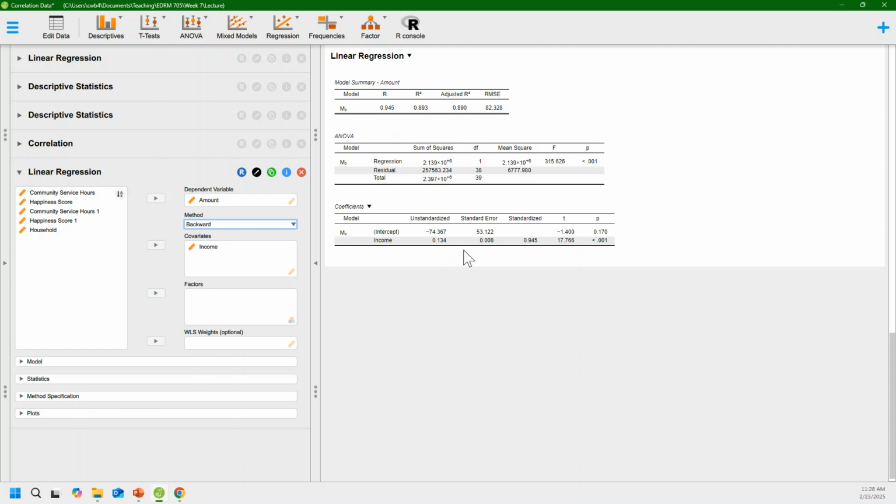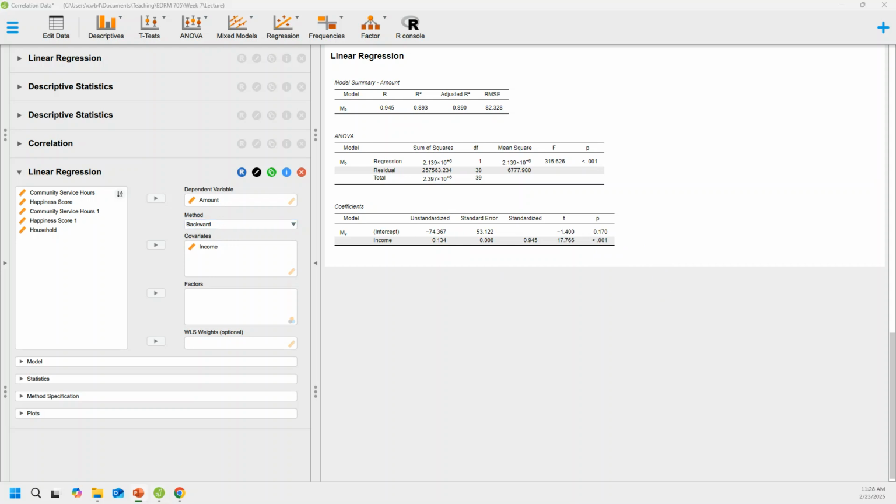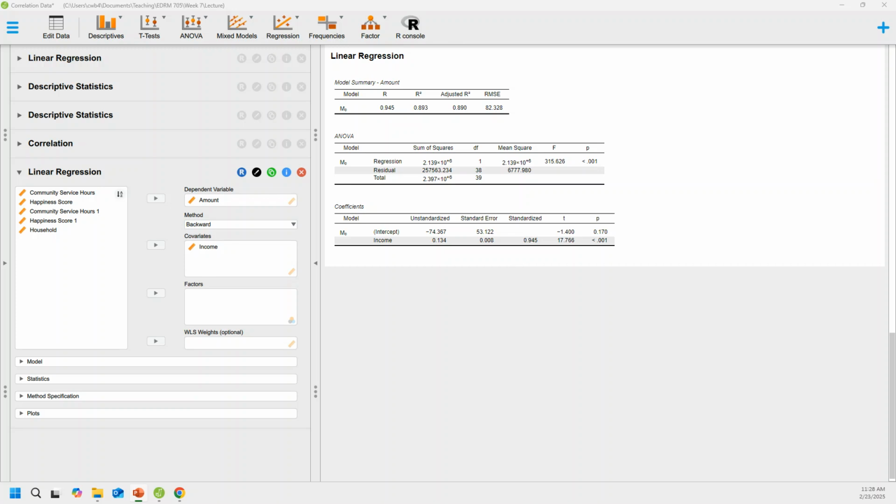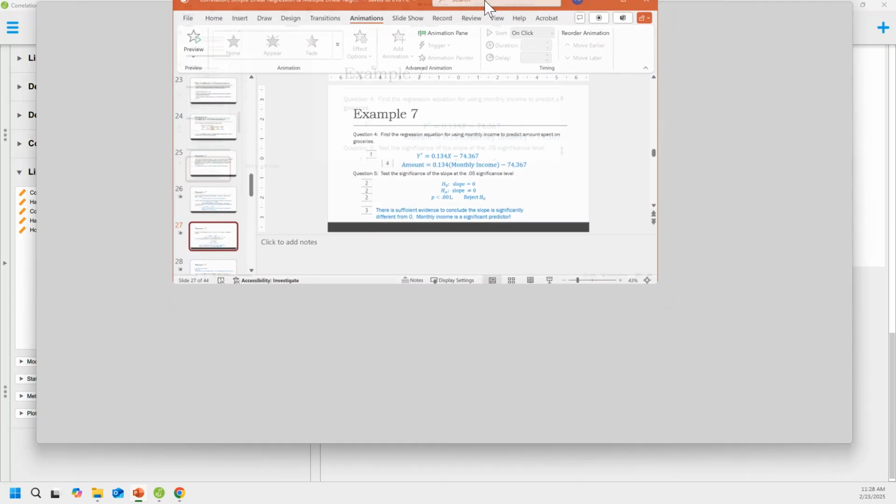All right. But we can use this to create our regression equation, and then we'll use this significant p-value here to interpret whether we would reject the null hypothesis for the hypothesis test about the slope. And so I'm going to go back to our notes and summarize that information. When we're finding the regression equation, our slope will be multiplied by x. So we have 0.134 times x, and then minus 74.367.